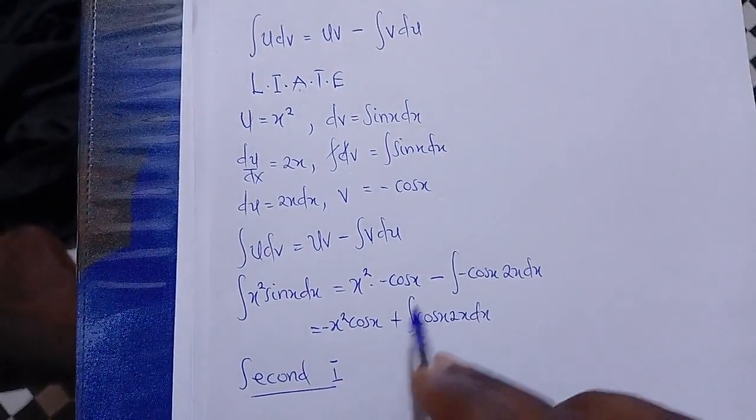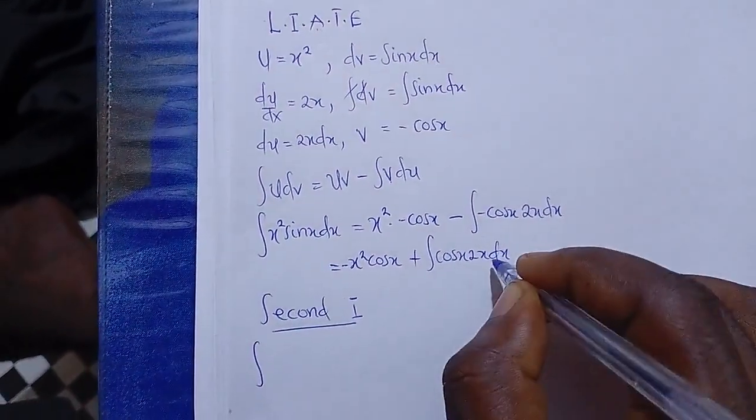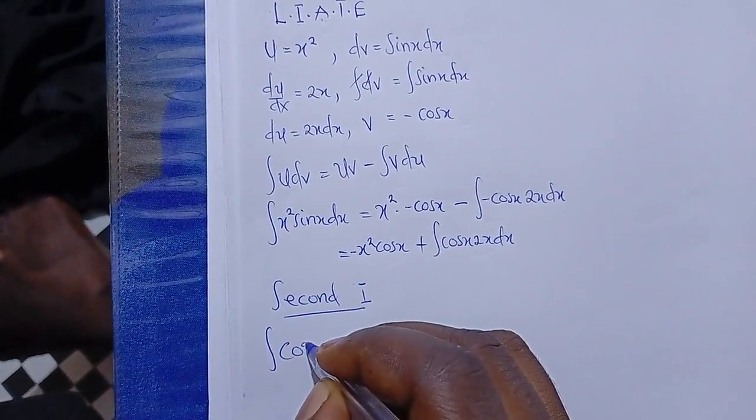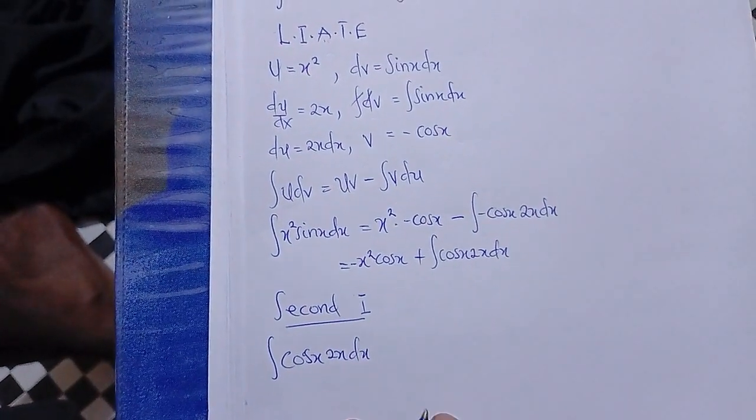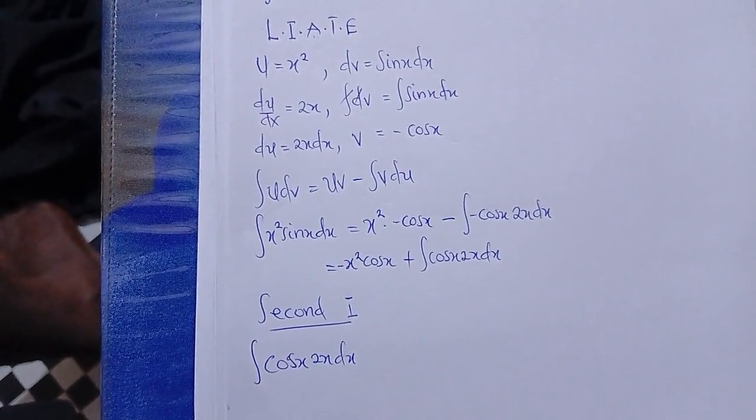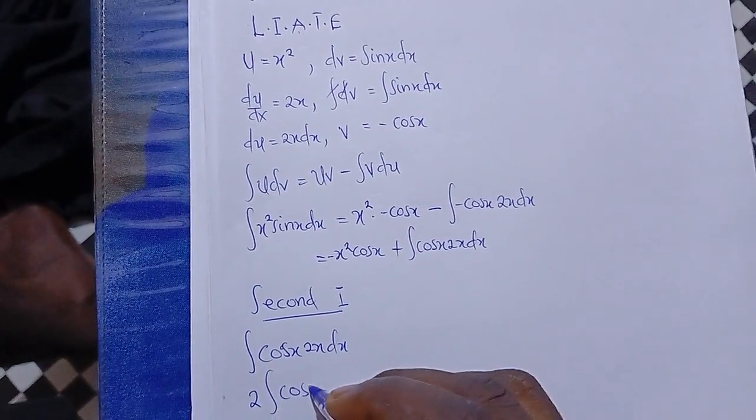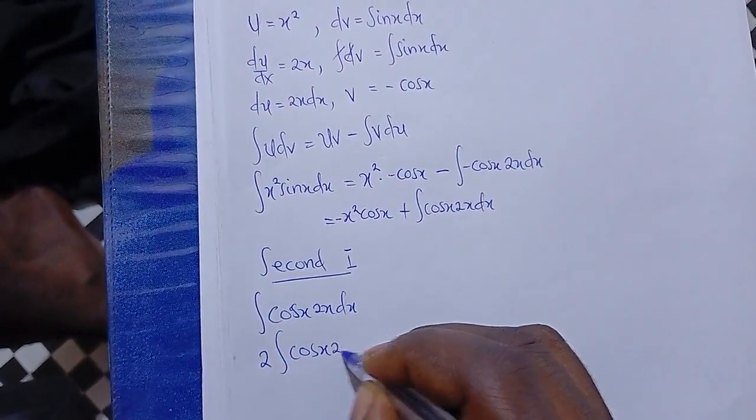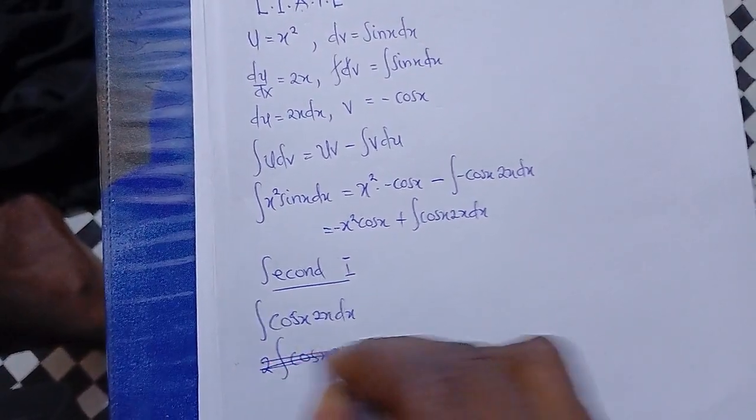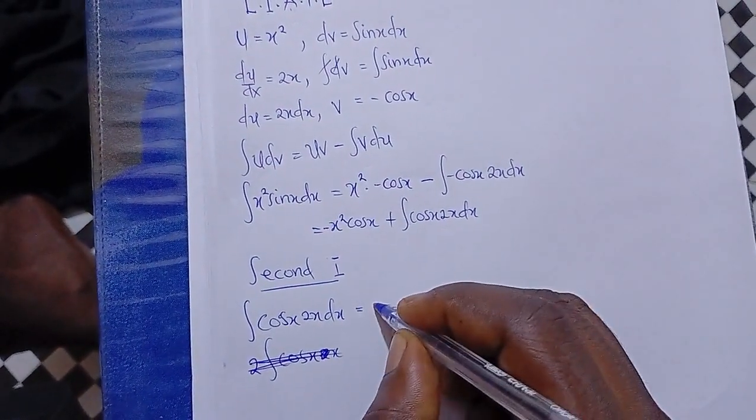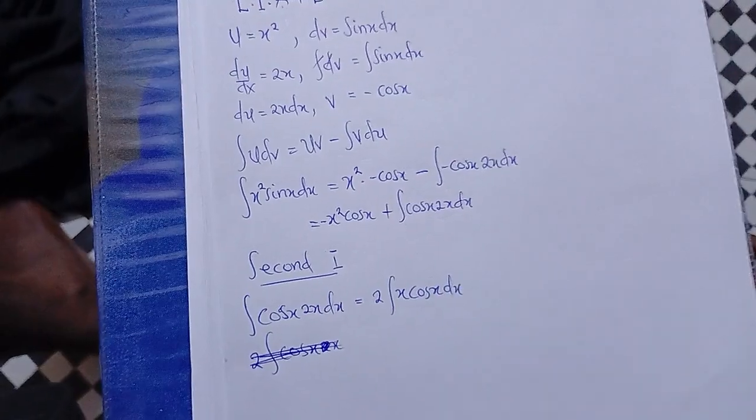So I'm going to integrate. The second iteration will be based on this one because that is where the problem is. So the integral of cos x 2x dx. You are going to integrate this one again. Let me factor the 2 out, and then it will leave cos x. So let me write it this way: 2 out, times the integral of x cos x dx.